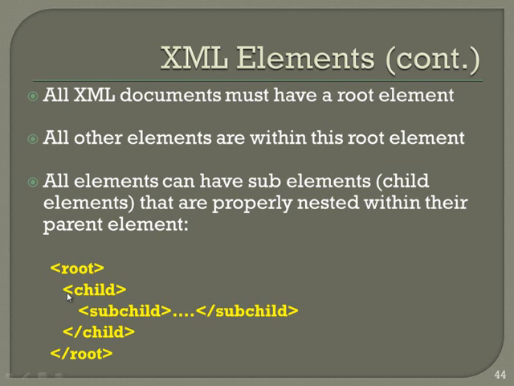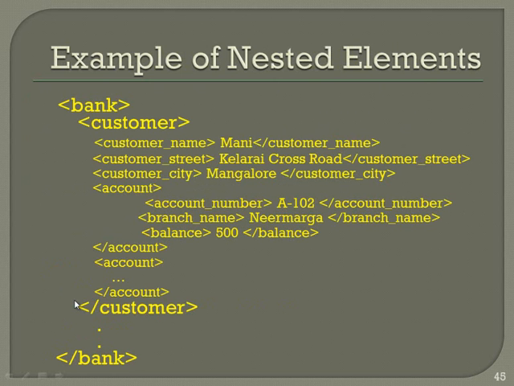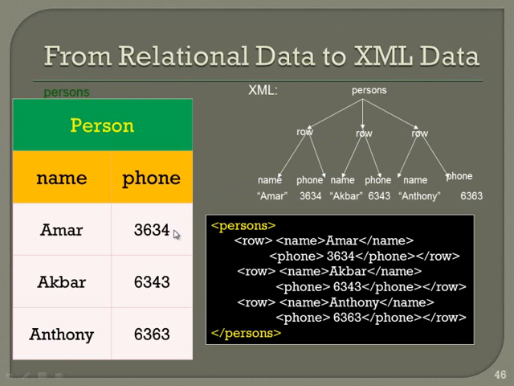We have a root, child, subchild, and yesterday you have already seen how to use that. So, for example, you have a root element bank here, then we have a customer, then the customer name, city, state, again subdivision, sub-element inside it, so you can think of having that. Now, the relation between a table and the XML.